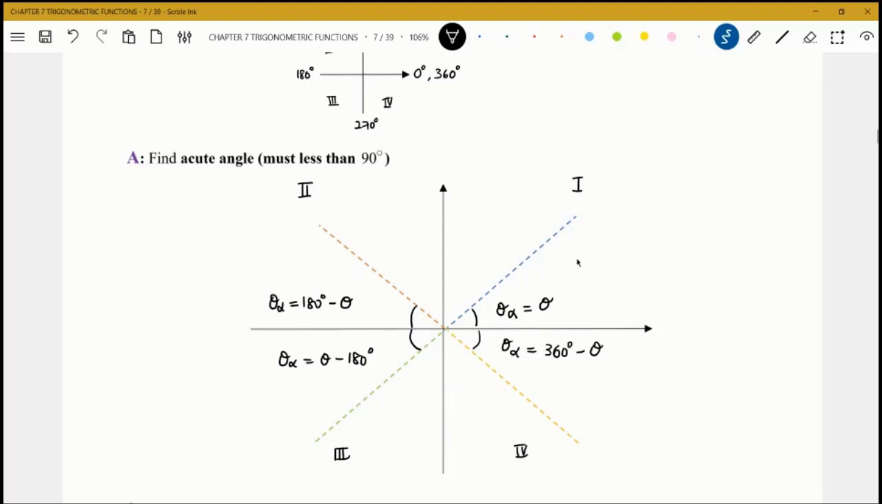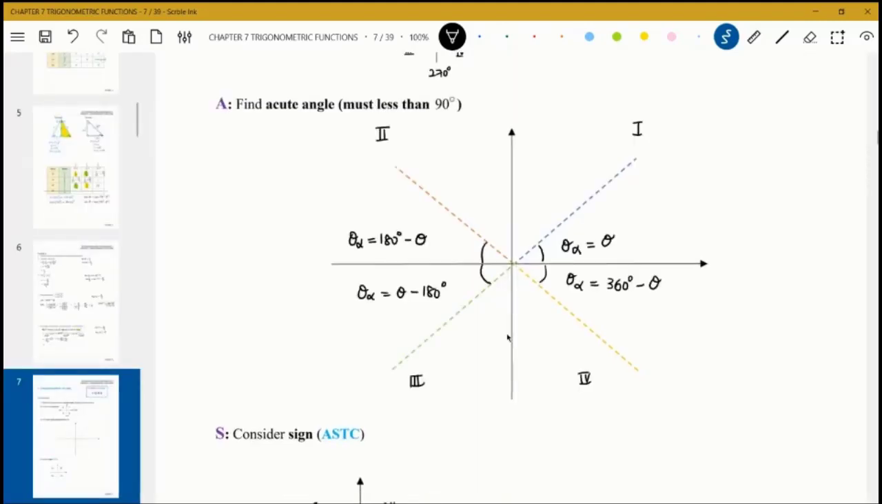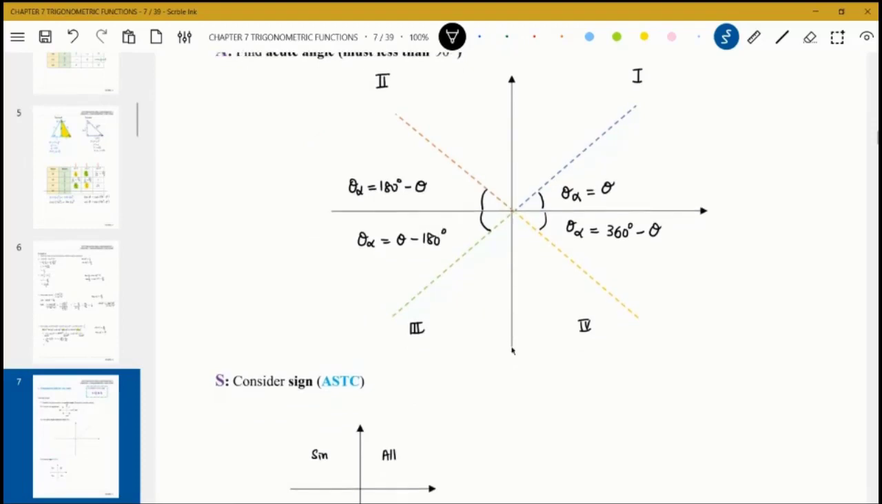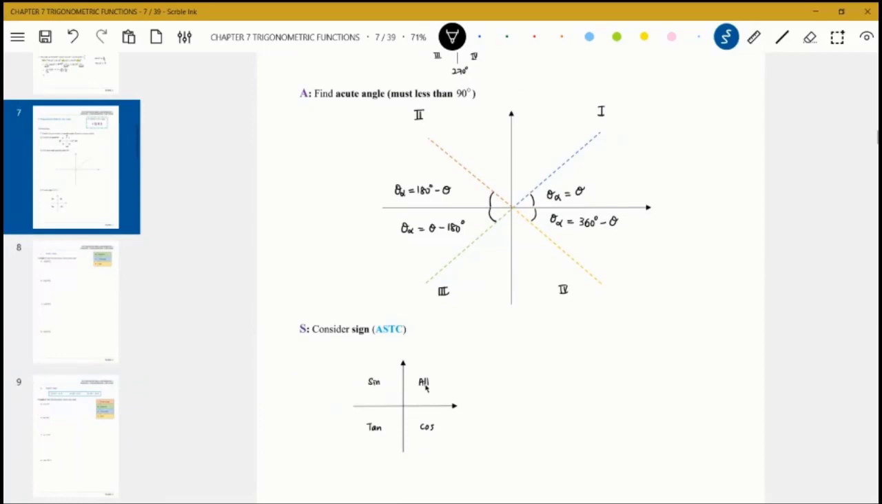Okay, once we know the acute angle, you need to consider the sign. So sign tu dia akan refer pada ASTC. Di mana kuadran pertama all trigo function adalah positif. Second quadrant hanya sin saja yang positif. Third quadrant hanya tangent saja yang positif. On the fourth quadrant only cos yang positif. Okay, so ASTC.